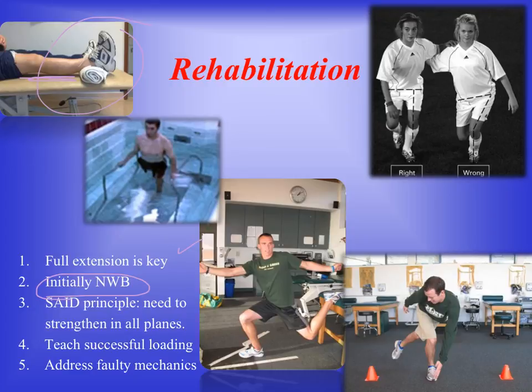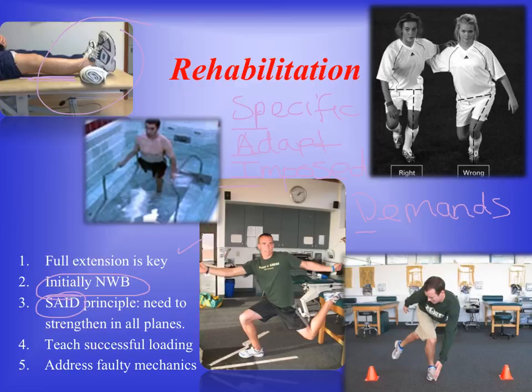Now, here's the biggest deal, right? The biggest deal is that you want to really work on the SAID principle. Remember, we said SAID is specific adaptations to imposed demands, right? You really don't want to put too much demand on the graft, because if you do, then you might stretch it too much. But if you don't, then guess what? Your quadriceps shut down and you're not applying enough stress. So now you have to work on strengthening the quadriceps as well. So with the SAID principle, we want to make sure that we're loading that graft just enough so that it can get used to the stressors, but not too much to cause another ACL tear.